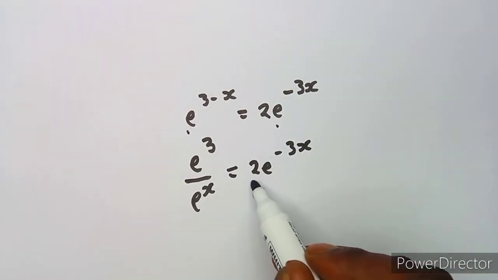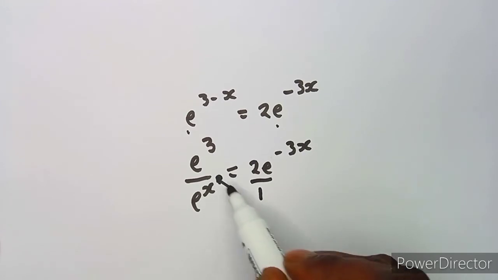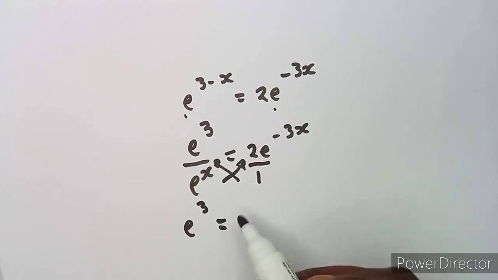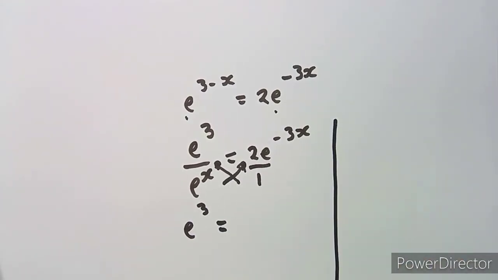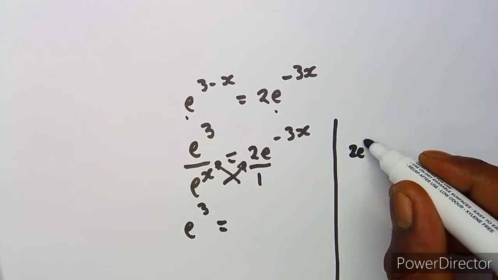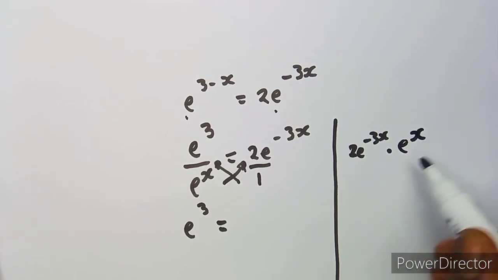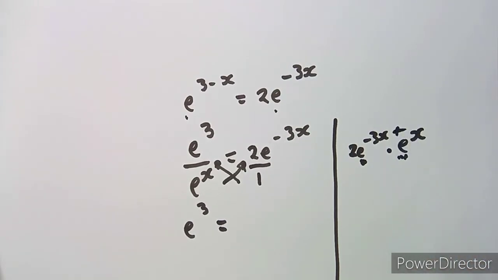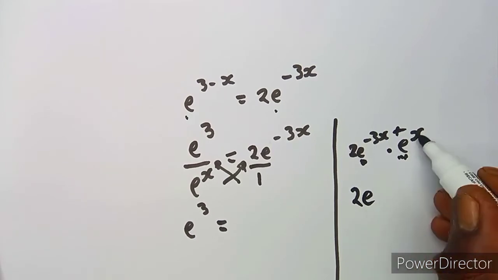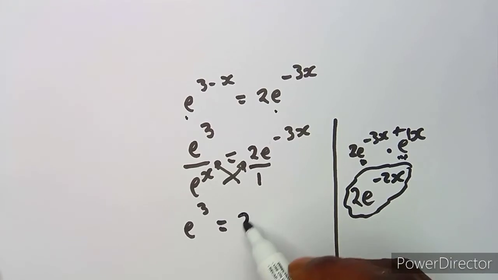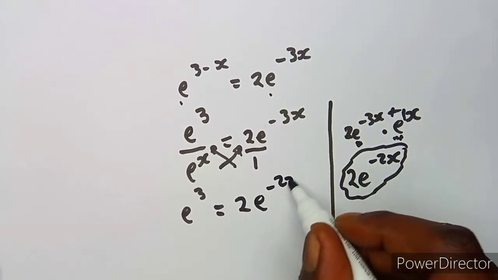So here we're now back to that concept of a fraction. We have to clear the fraction by cross multiplying, and this is going to be e to the exponent of 3 equals 2e to the exponent of minus 3x, times e to the exponent of x. As you can see, this is now a base and a base. Whenever you're working with bases which are the same and you're multiplying, you add the exponents. So it will be 2e to the exponent of minus 3x plus x, which is minus 2x. So after cross multiplying, it is 2e to the exponent of minus 2x.